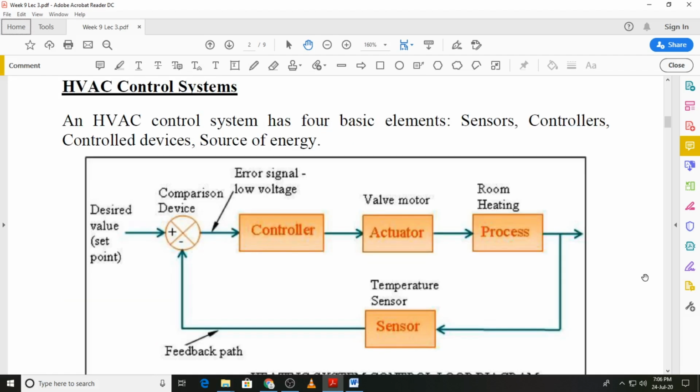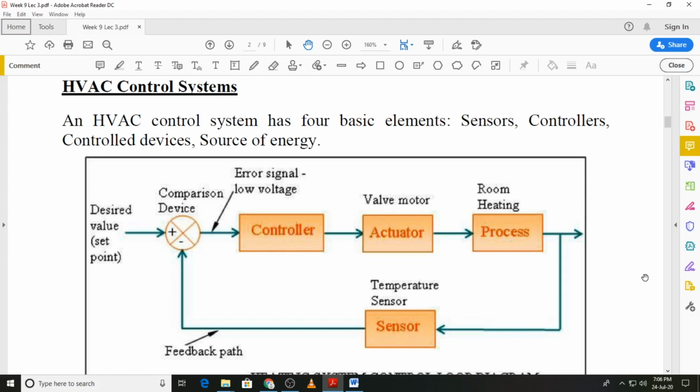An HVAC control system, which may be a very simple system like a thermostat, or a much more complex computerized control system, will have four basic elements. It will have sensors, controllers, control devices, and there must be some source of energy for the control system. If you look at this block diagram, it shows those components of a HVAC control system.